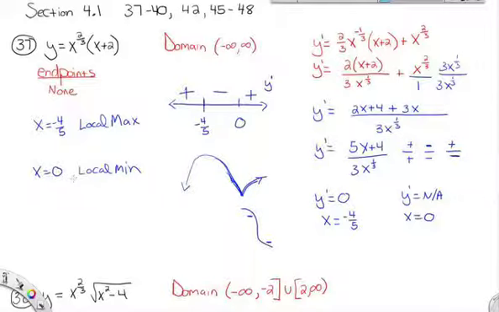The question says determine the actual local extreme values. So I need the y values that go with them. And you know what? I'm going to leave you to do that. So find f of negative 4/5 and find f of 0 to find the actual mins and maxes.